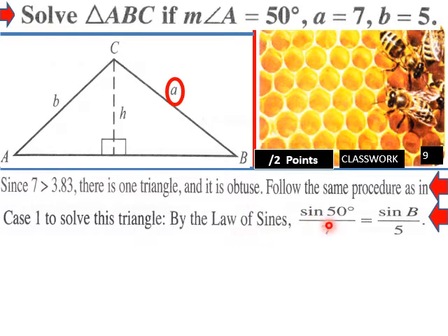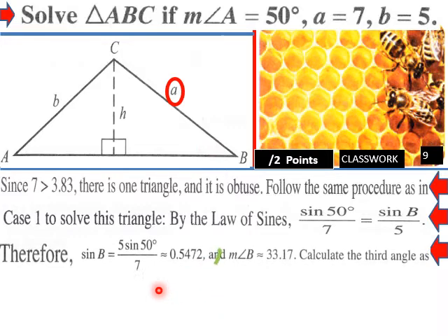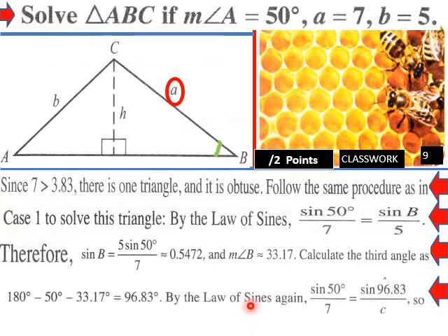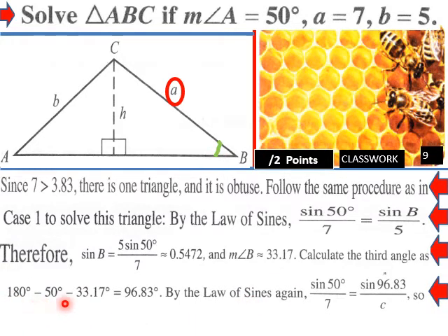By the law of sines, sine 50 over 7 will equal sine B over 5. To find that angle, sine B equals 5 sine 50 over 7, which comes out to 0.5472, and when we take the inverse of that, we get 33.17 degrees for this angle measure. Calculate the third angle as 180 minus 50 minus 33.17, and we come up with 96.83.